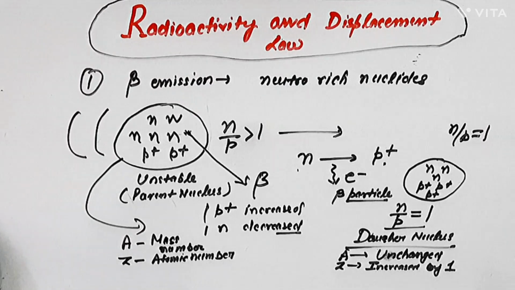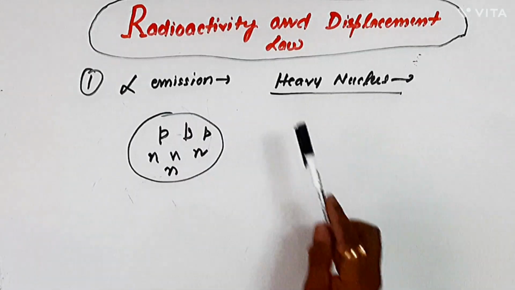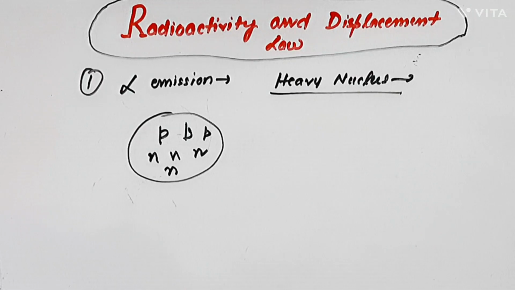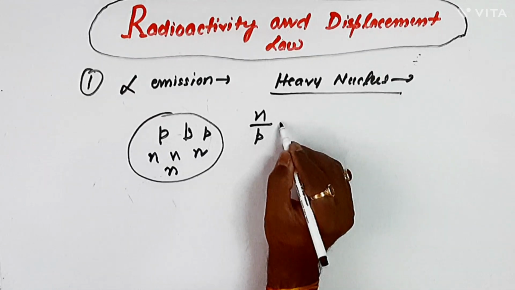Now next we will see the mechanism of alpha emission. Mostly it occurs in heavy nuclei. Here nothing like neutron rich or proton rich. The only thing is that the n by p ratio differs from unity.